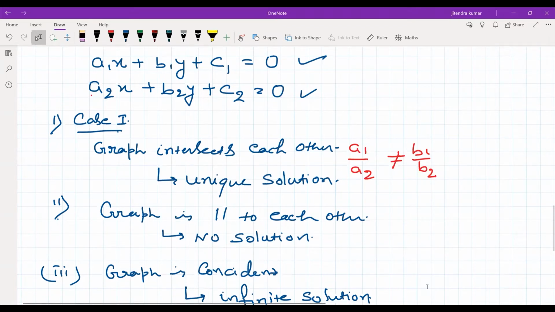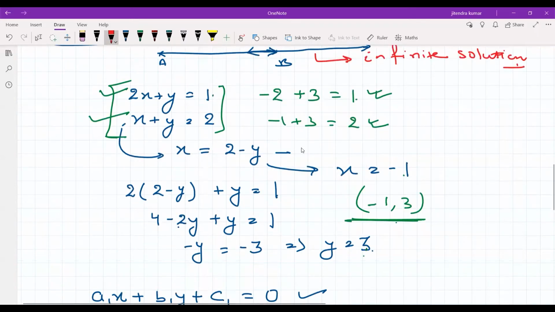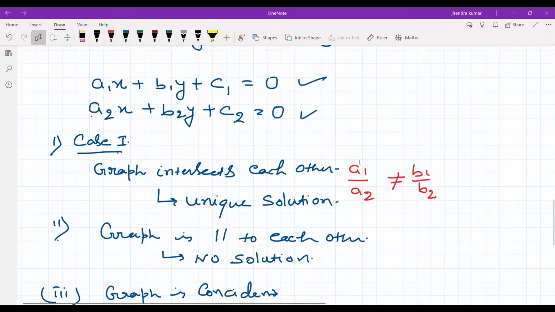Any doubt? So what does unique solution mean? Unique solution means only one solution, just one solution. Like we just explained now, we had just one solution, that was minus 1, 3. We can't find any other solution for these two lines, so this is called a unique solution.